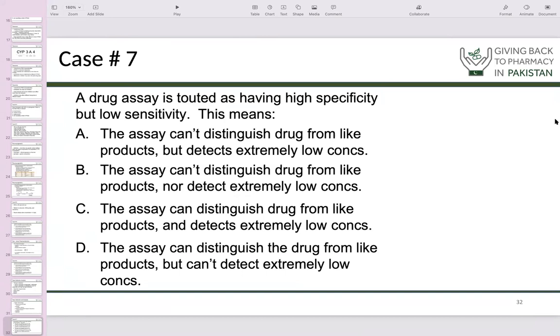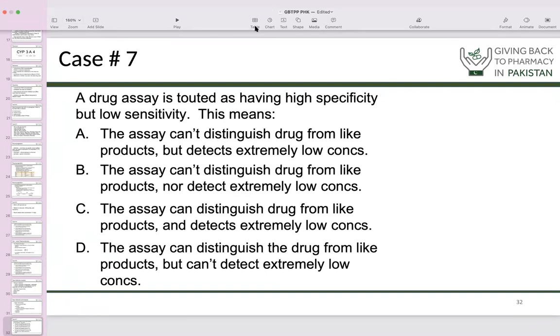I believe this is very common in our daily practice, so you should be able to answer. If any takers, you can mention your answer in the chat section. The drug has high specificity but low sensitivity. Anyone to answer? No. Okay. So Muhammad Farooq Anwar sent me a direct message and his answer is right.